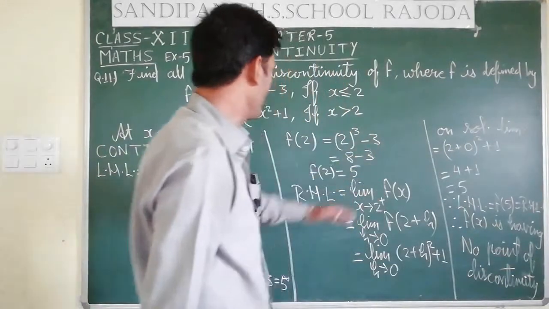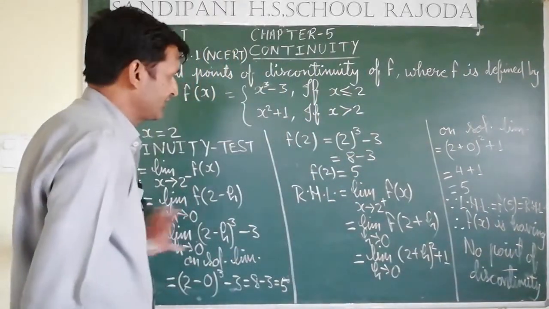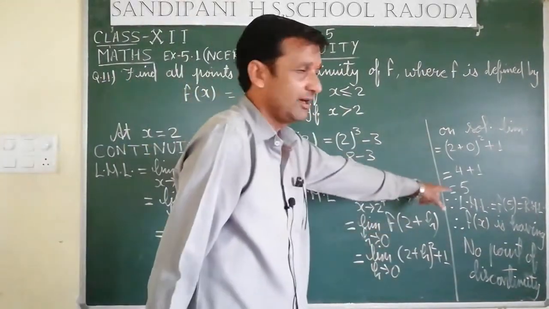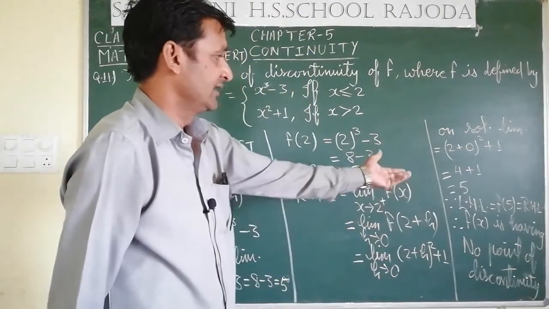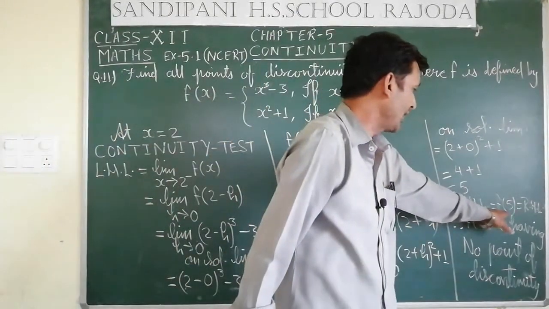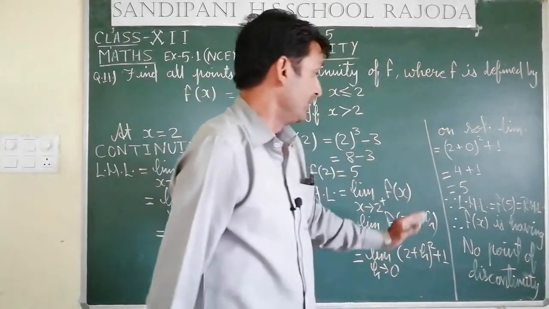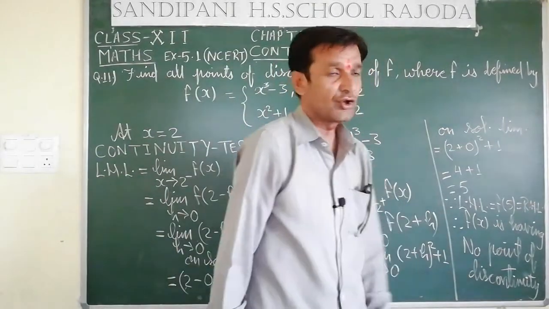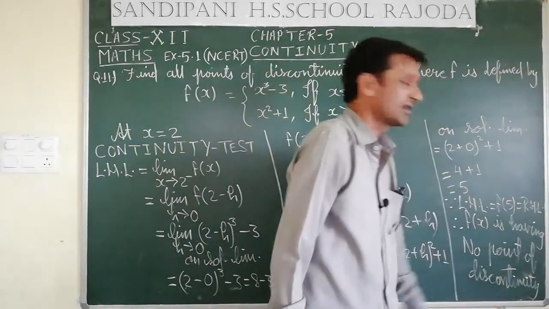So in this part of the question, LHL, f of 2 and RHL, all the values are 3. That's why we may write LHL is equal to f of 2 is equal to RHL. Means having no point of discontinuity here. You may mention directly that there is no point of discontinuity.